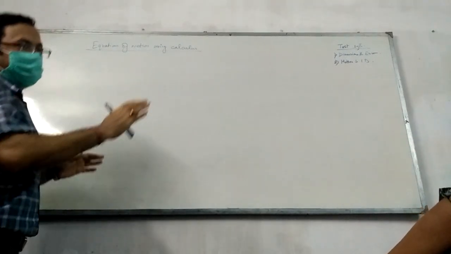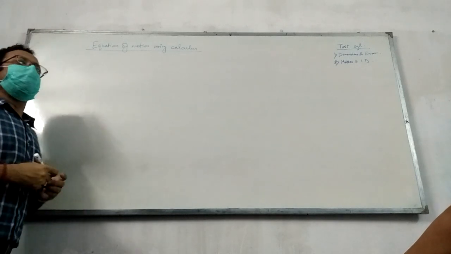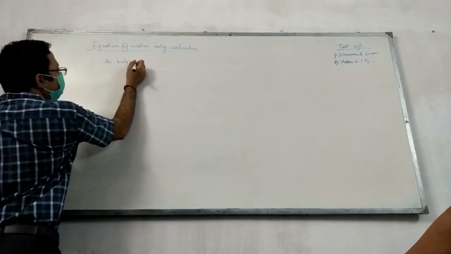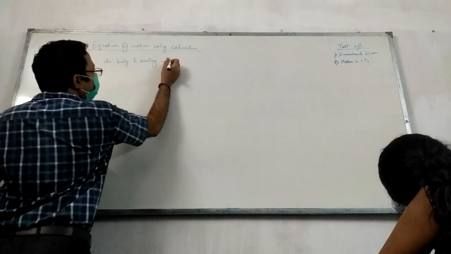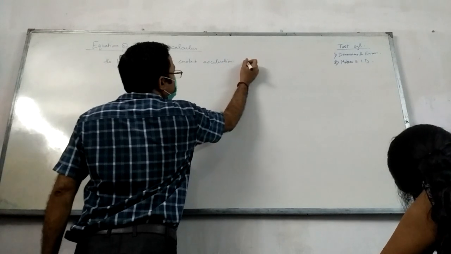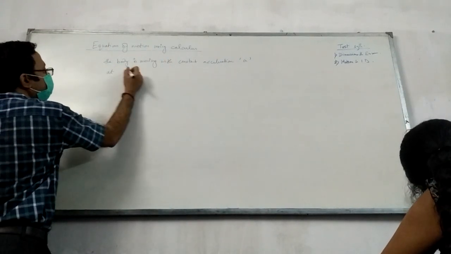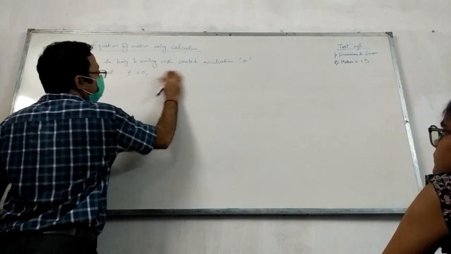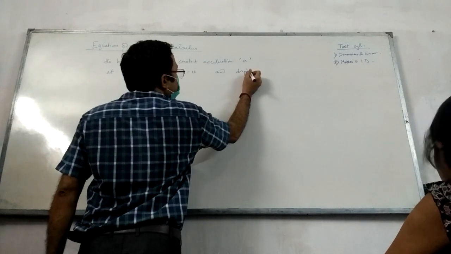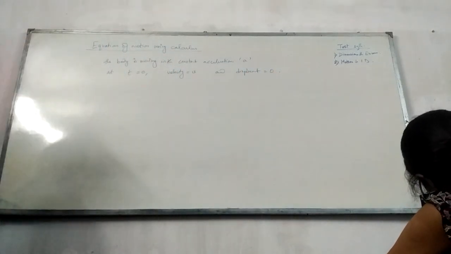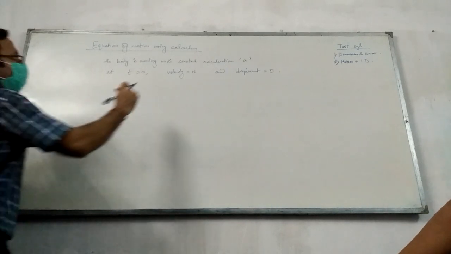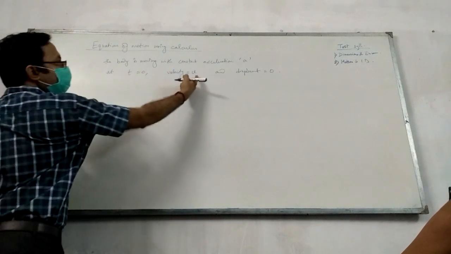Well, so we'll be deriving the equations of motion now by using calculus. Some basic assumptions we have to make: the body is moving with constant acceleration a. At t equal to 0, velocity is equal to u and displacement is equal to 0. This is given, and now they want you to find the equations of velocity. At t equal to 0, my initial velocity, velocity is equal to u.